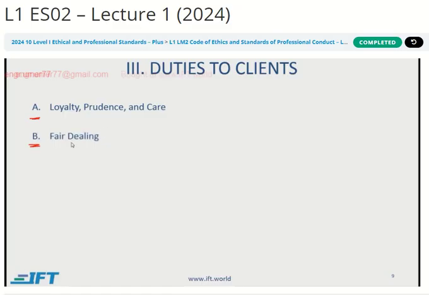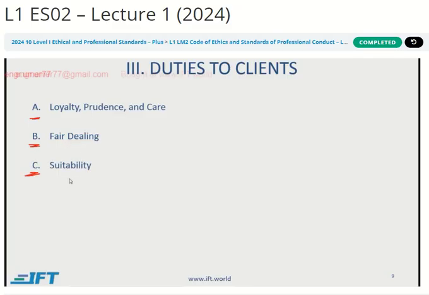3B is fair dealing. You must deal fairly and objectively with all clients when providing investment analysis, making investment recommendations, taking investment action, or engaging in other professional activities. 3C is suitability.